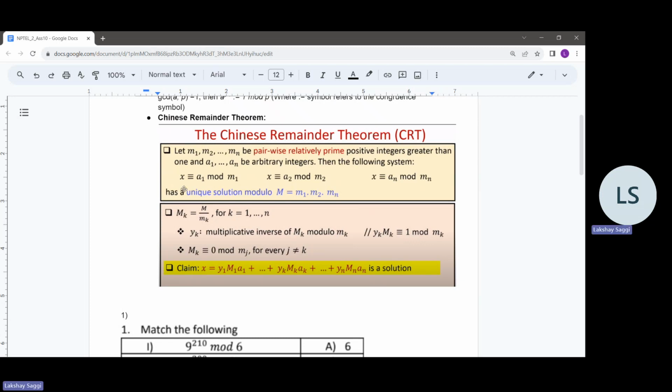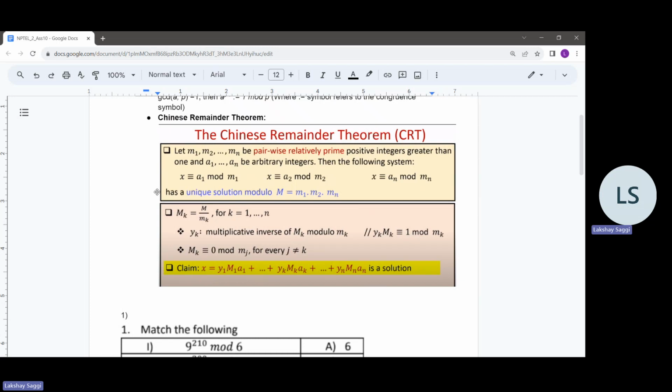And because of this, as we know that this system has a unique solution modulo capital M equal to this value. So all the solutions will look like this value, the summation of yi mi ai, plus capital M times any number. Because modulo M, there is a unique solution. So if we keep on adding capital M any number of times, we'll obtain infinite solutions. But modulo capital M, we'll have just one solution, which can be found by finding this value, y1 m1 a1 till yn mn an. So yeah, this is the Chinese remainder theorem.